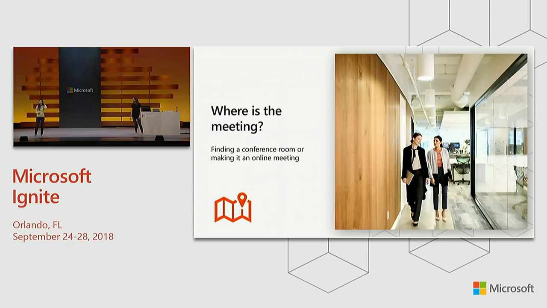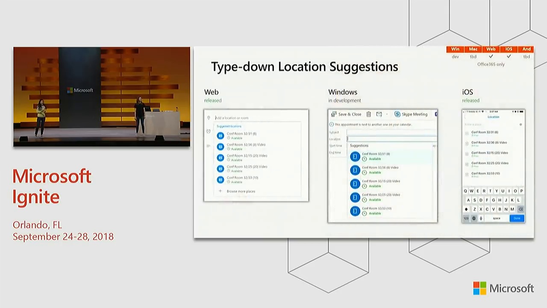Okay, now we get to the third part of our trifecta. We've talked about the who of the meeting, the when of the meeting, and now we're going to talk about the where. So the first thing that you may have already noticed lighting up in the web and iOS clients is type down location suggestions.